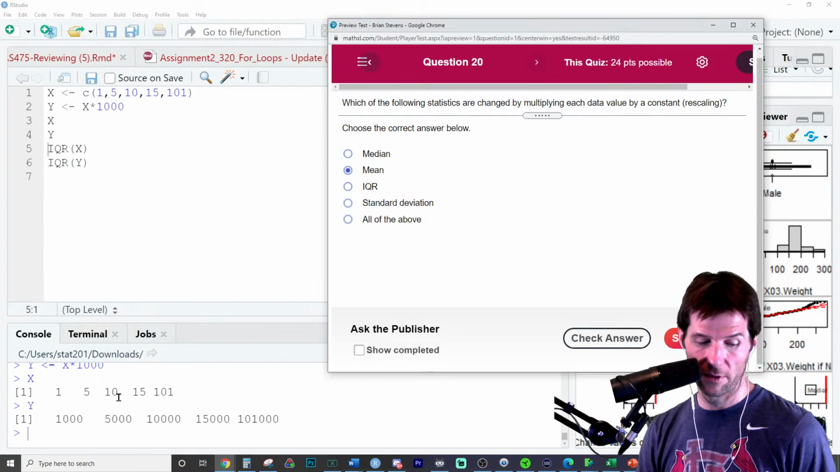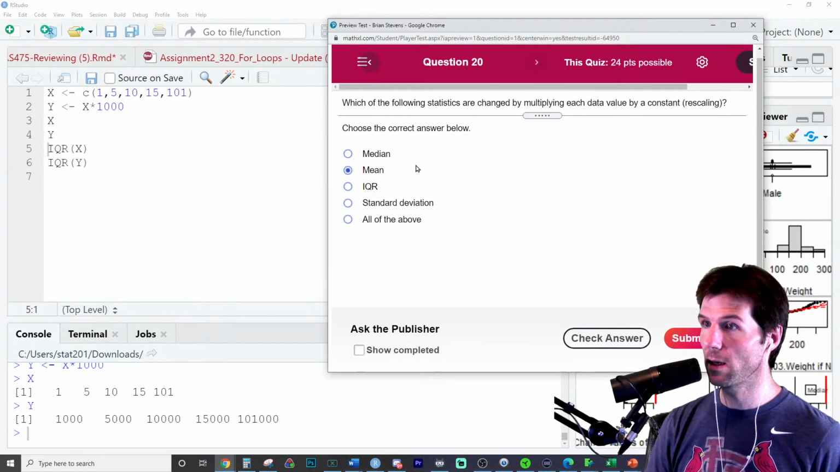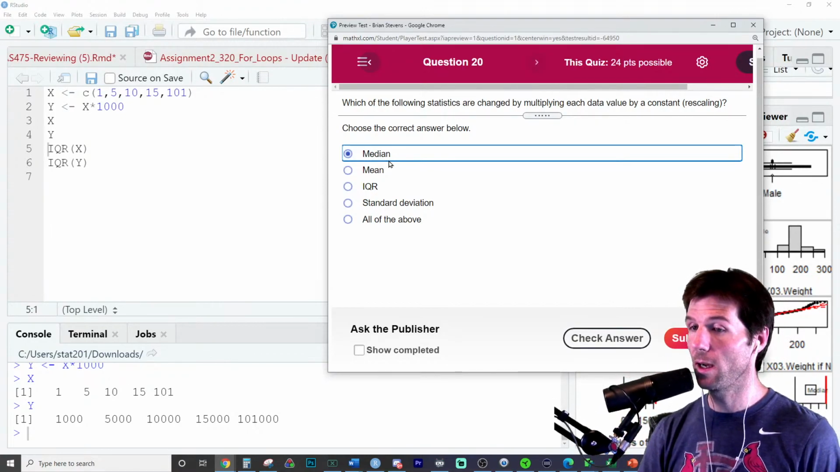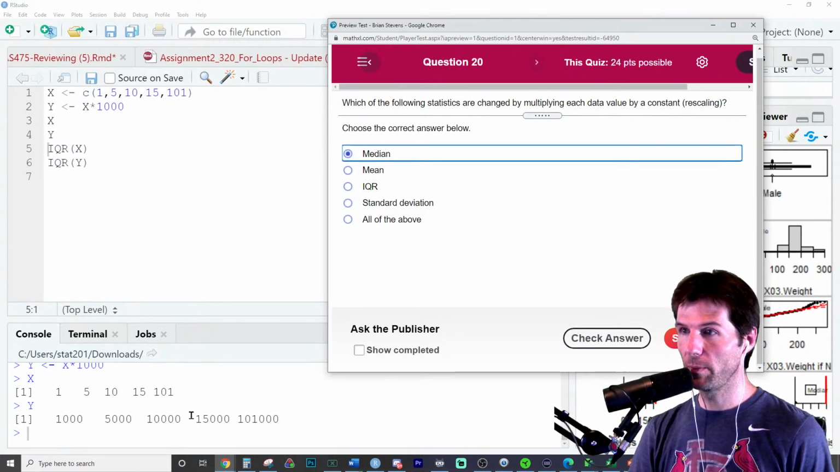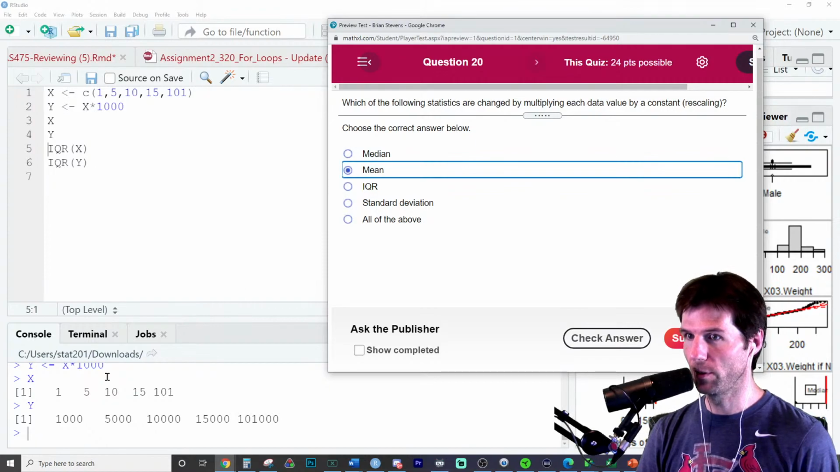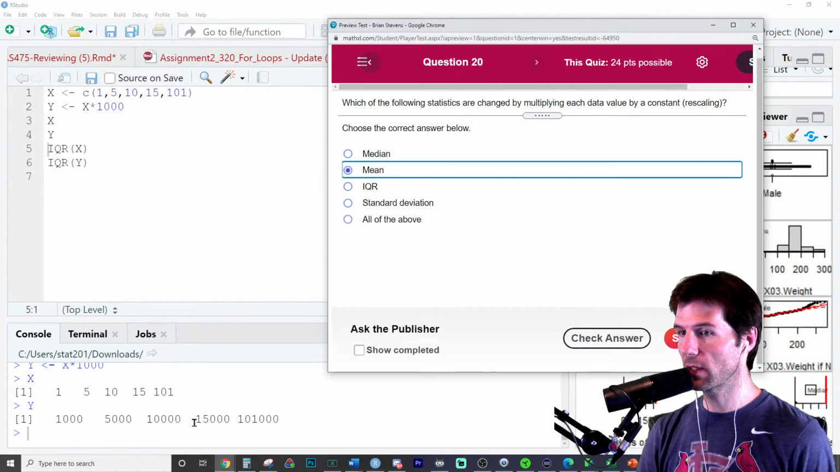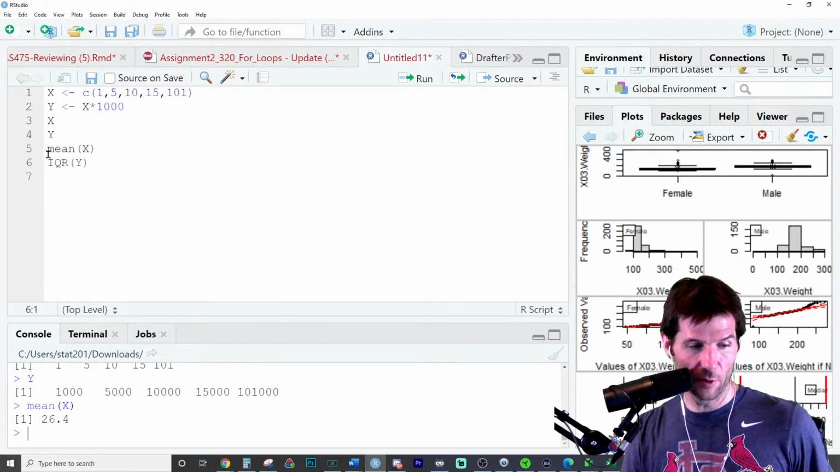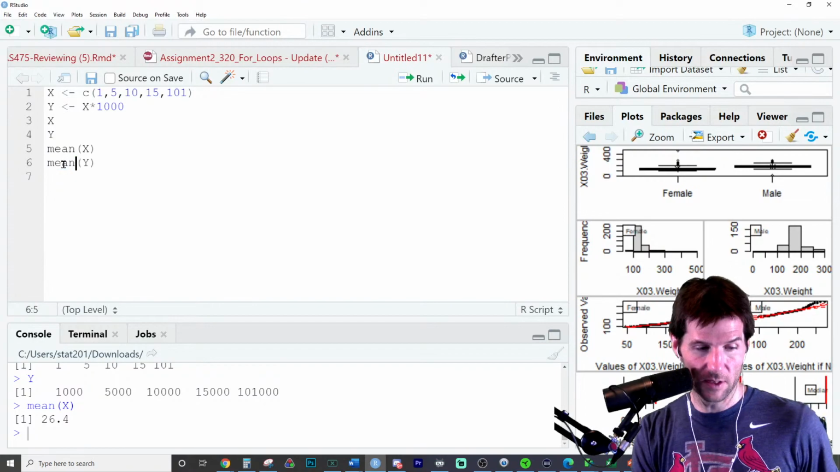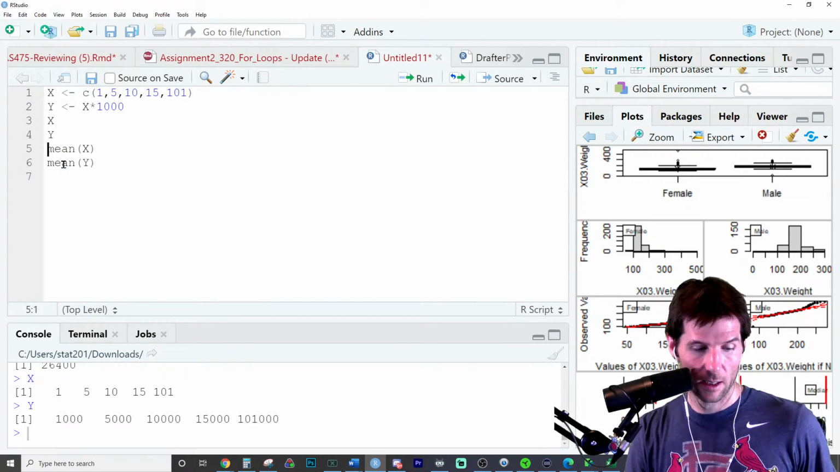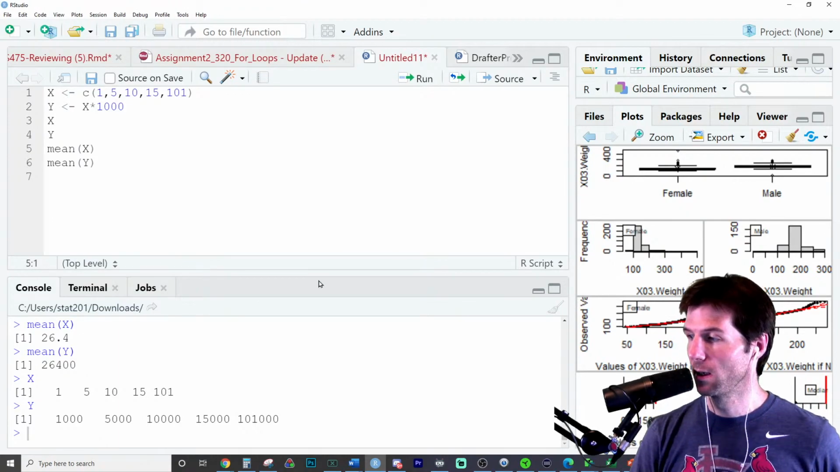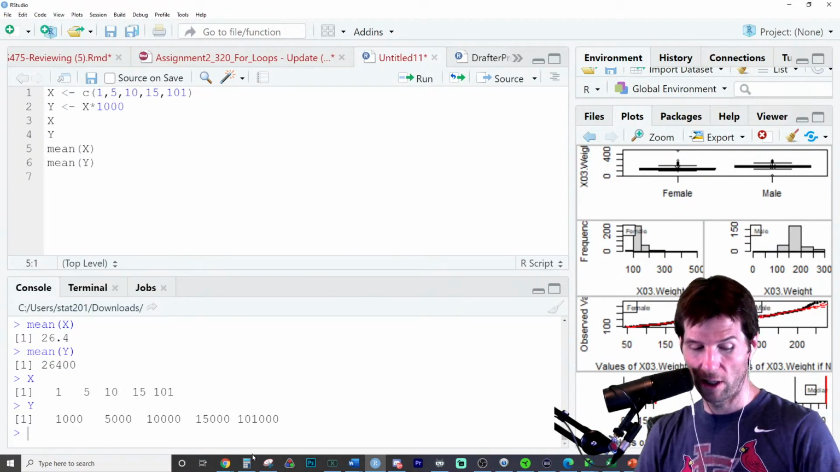Did the median of the data change? Ah, the median did change, right? Now, the mean is the average of all the values. Do you think if you average these up, you'd get a bigger number or a smaller number? So did the mean change? We could go right here and check the mean. Here's the mean of the first set of data. Here's the mean of the second set of data. And you can see the mean is actually bigger by a factor of what we multiplied by. So the mean does change.